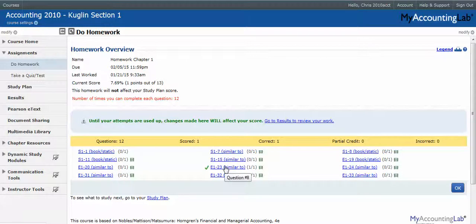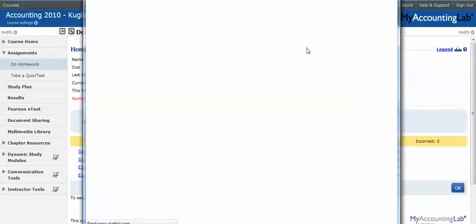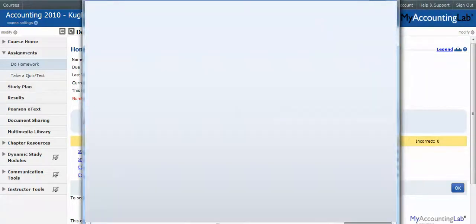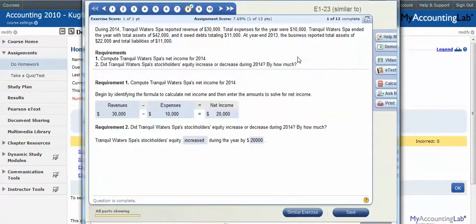E123. This will pull up similar problems. That's what it means, that you could get a different problem than somebody else, mostly just different numbers, but they're all going to be somewhat different. So let's take a look at what we've got here. So I have done this exercise. I'm going to look for a similar exercise.